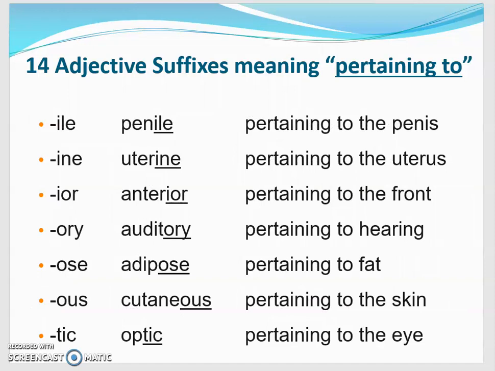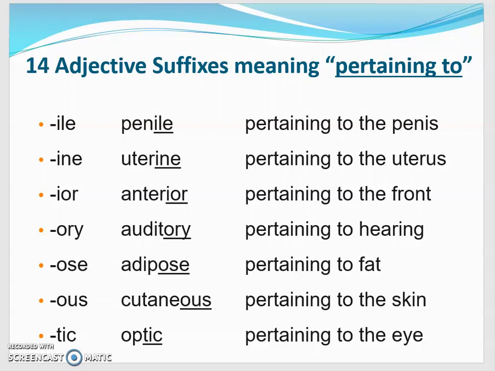Our other 7 adjective suffixes, eal, if we attach that to the word penis, we have penile, which means pertaining to the penis. If we want to describe something in the uterus, let's say uterine cancer, that's a common type of cancer.